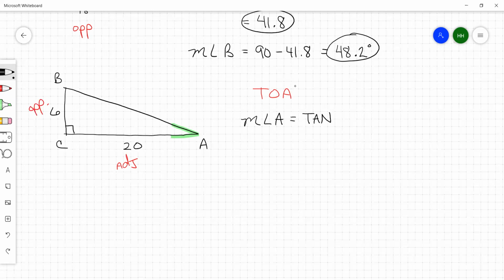inverse tangent of the opposite side, which is 6, over the adjacent side, which is 20. So 6/20ths in your calculator. Second tan. The measure of angle A is equal to 16.7 degrees.